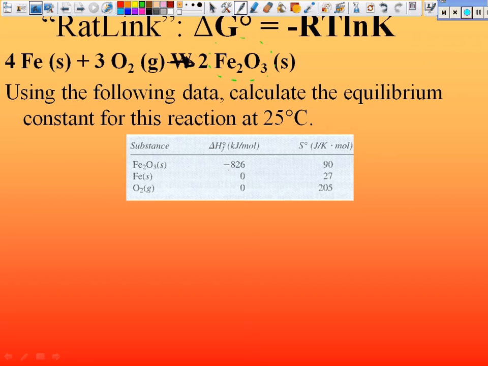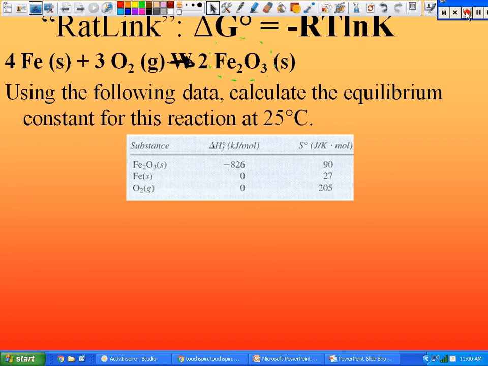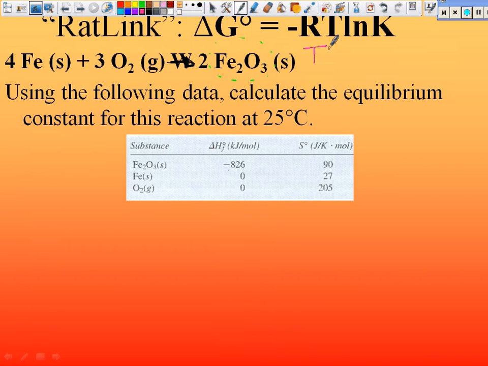Alright, so this is what you should have gotten. You should have gotten iron 3 oxide.